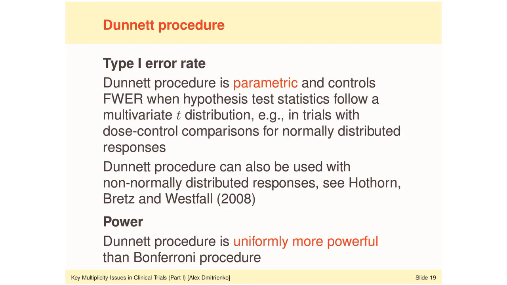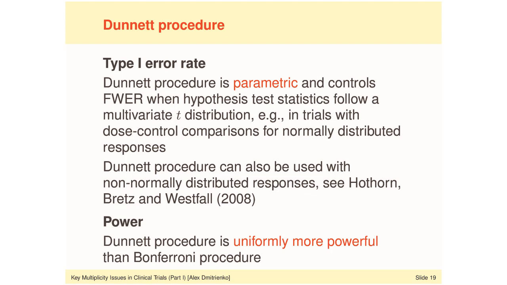To go over the key properties of the Dunnett procedure we have just defined, what's important to remember is that this is a parametric procedure and it controls the family-wise error rate in a parametric setting when the hypothesis test statistics follow a known distribution. In this case, this would be a multivariate t-distribution. An example would be a clinical trial with multiple dose placebo comparisons when the response variable is normally distributed.